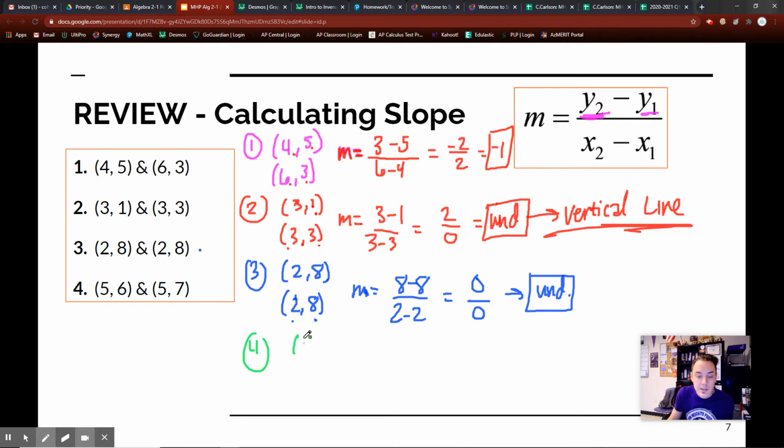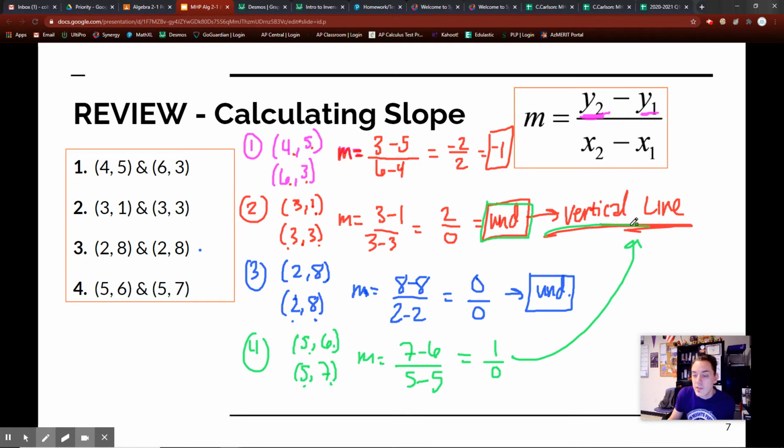Now let's go to my last one, 4. So this is going to be 5 and then 6, and this is 5 and then 7. So if I find my slope, boom, boom, this is 7 minus 6, and then boom, boom, this is 5 minus 5. Of course, what we get is the same exact thing that we got here. It is undefined with a vertical line, okay? So think about this and the review that's happening here with Algebra 1.